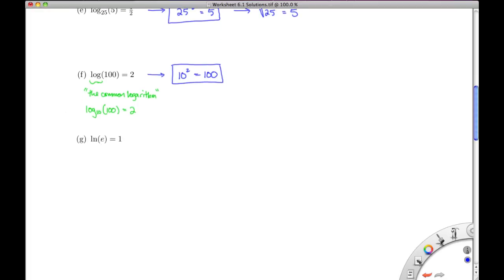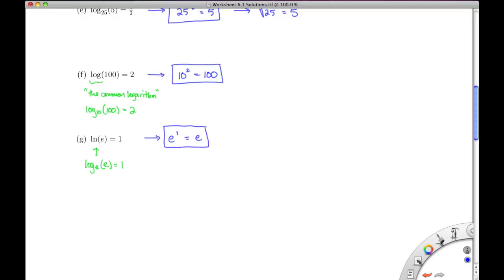All right, so the last one, G. We've got the ln of e is equal to 1, and now we're going to recall that the ln is the log base e. So we're being asked, what's the log base e of e? Well, we're told it's equal to 1. So in this case, we could rewrite this as our base e to the power of 1 has to be equal to e.